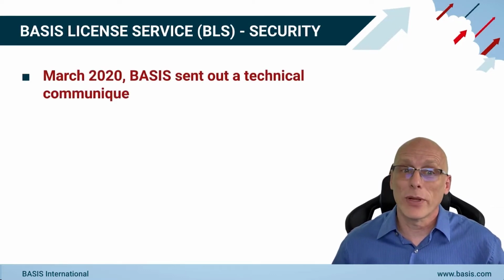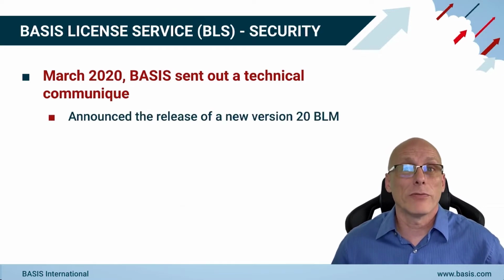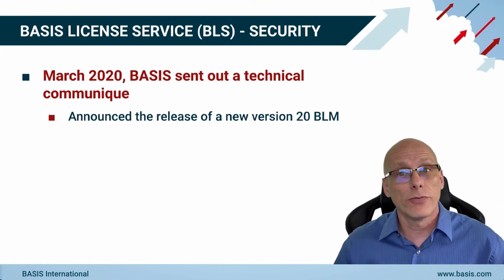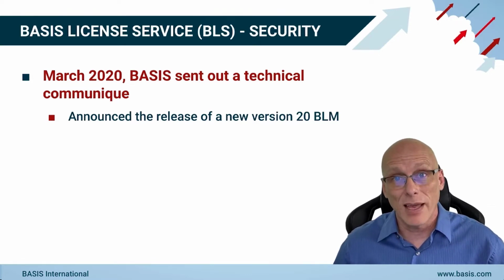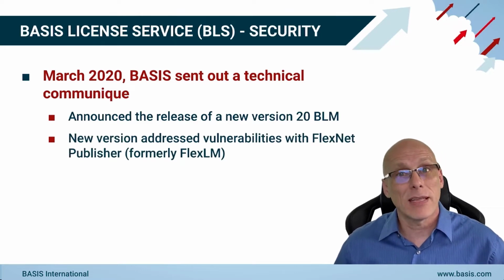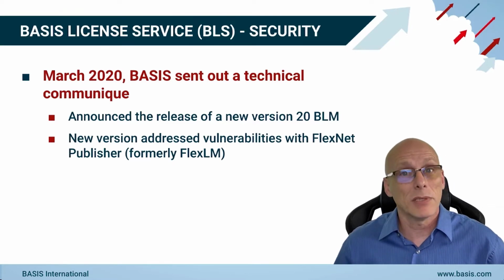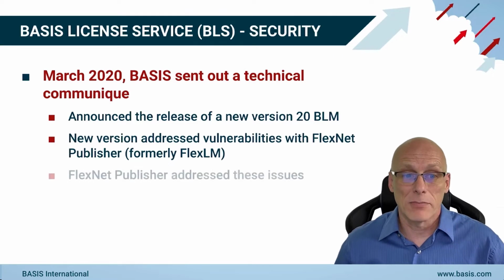To better illustrate why all users of Basis technologies will benefit from the new BLS, let's take a look at March of 2020, where Basis sent out a technical communique. In this communique, we were informing developers and users of Basis technologies that we had released new version 20 of the Basis License Manager. And this new version happened to address vulnerabilities that had come to light with the FlexNet publisher, formerly known as FlexLM licensing system, which is what we use inside of the Basis License Manager.